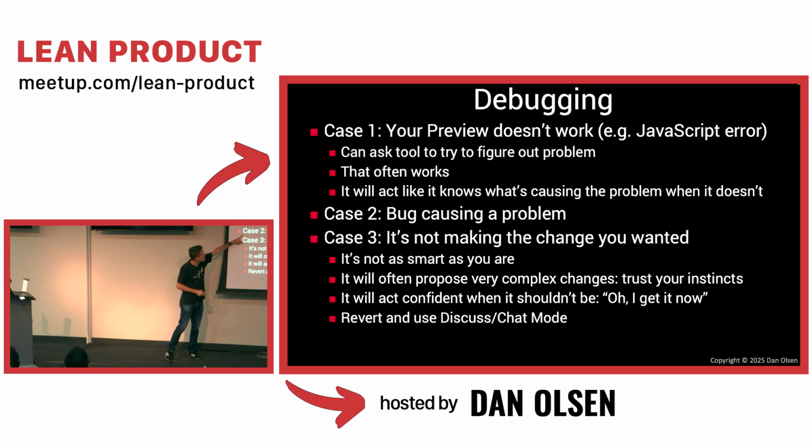The second use case is you might have a bug that's causing a problem. Your stuff's working, but as you go through the flow, you see there's some bug. Usually it's a JavaScript bug that you can see. The third is not really a bug, but it's not making the change that you wanted. Say you're trying to make a button work or rearrange something on the page and it's just not doing it.